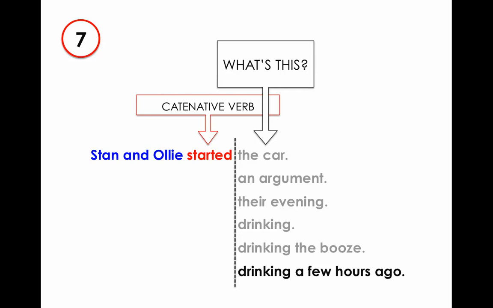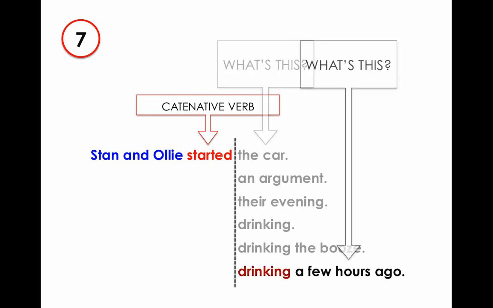Stan and Ollie started drinking a few hours ago, and what we asked was, what's this? A few hours ago. And we said that it's the adverbial, because it goes with started drinking. It tells us more about the starting of the drinking. When did the starting of the drinking start? That kind of thing. We're not worried about Stan and Ollie, we're worried about the thing, the action, the activity. So here we're thinking of started drinking as the verb phrase.